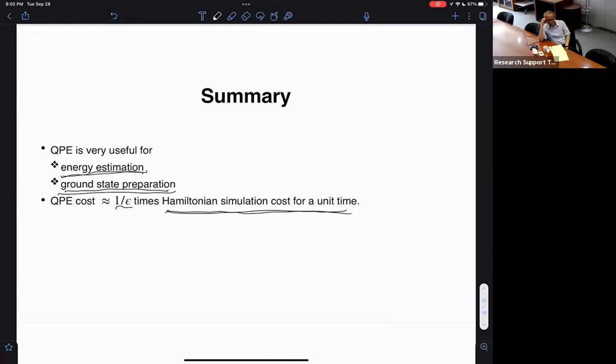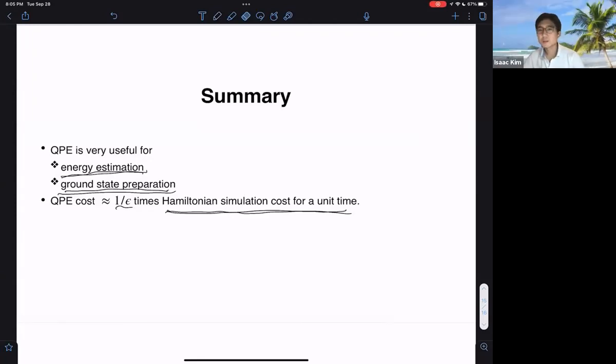I have a question. So basically, the idea to measure the energy or ground state energy is you measure the phase of the time evolution operator. Am I right? Right. Yes, that's right.